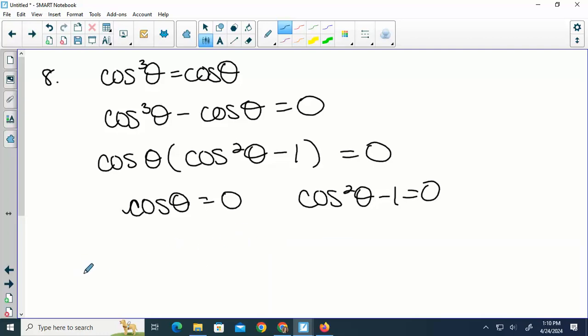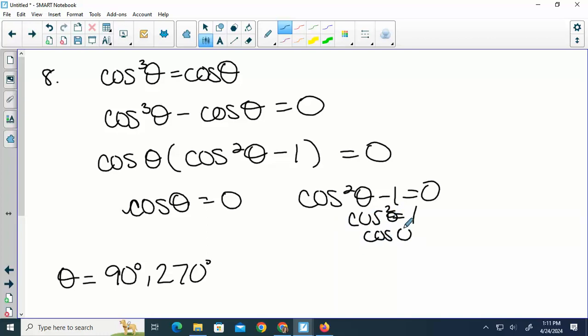so cosine equals 0, that's just from our unit circle. When is cosine 0? That's like saying x is 0. Was it 0 and what? 90 and 270. This one says cosine squared is equal to 1. So if you do a square root, plus or minus, cosine is positive or negative 1. So cosine is positive 1 at 0, negative 1 at 180.